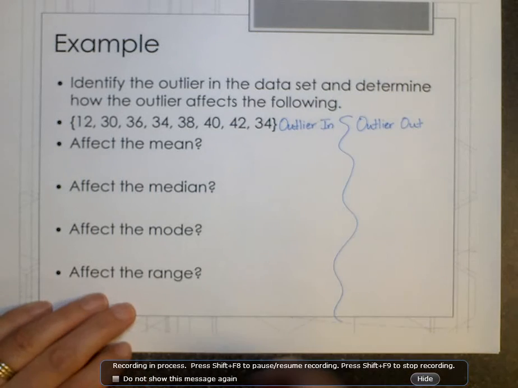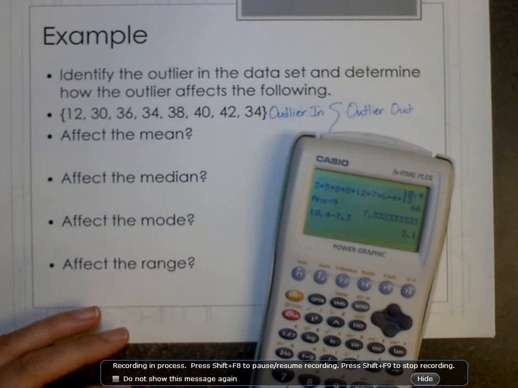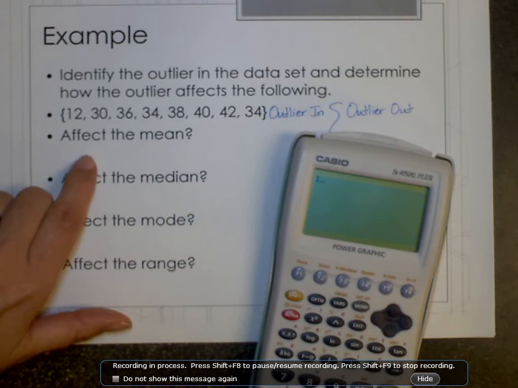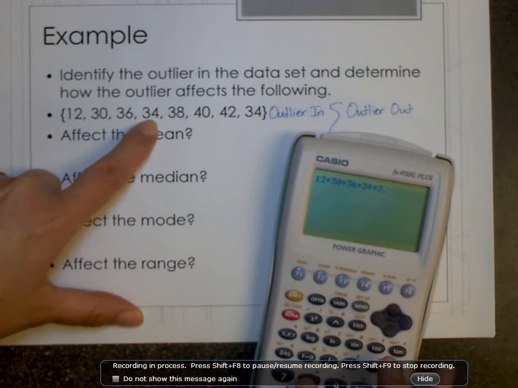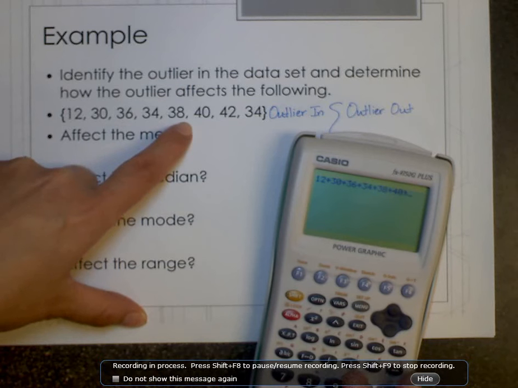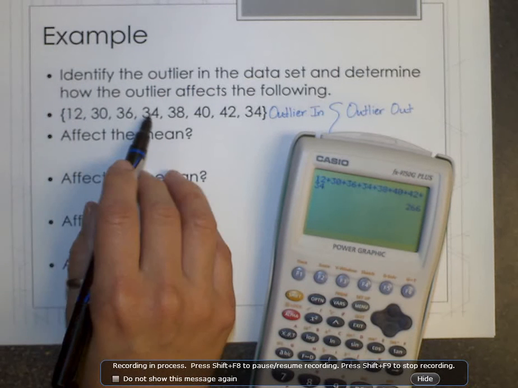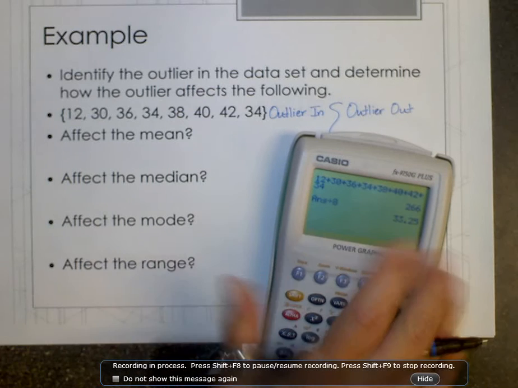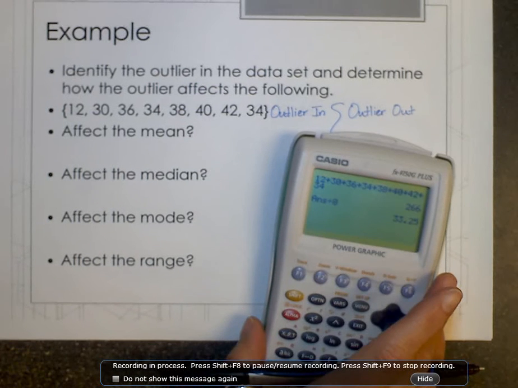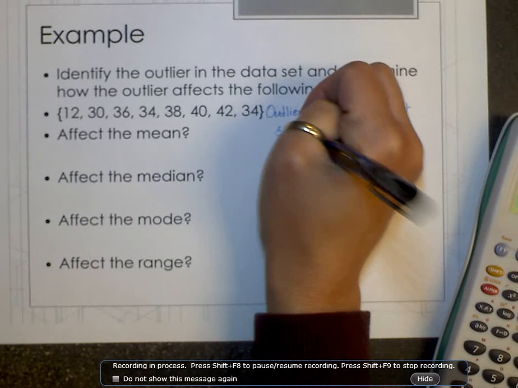Okay, the first thing I need to do is calculate my mean. So I'm going to take my numbers and start adding them again. So 12 plus 30 plus 36 plus 34 plus 38 plus 40 plus 42 plus 34. Okay, I have 266. 1, 2, 3, 4, 5, 6, 7, 8. Divided by 8 is a mean of 33.25. 33.25 is my first number.